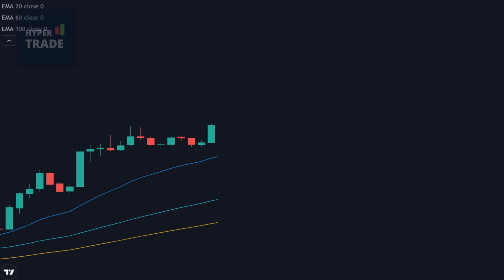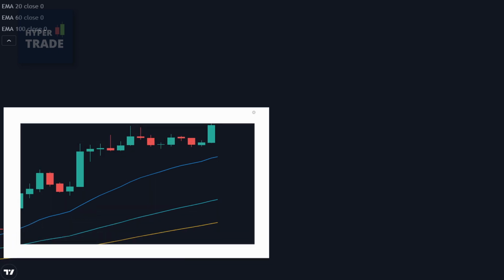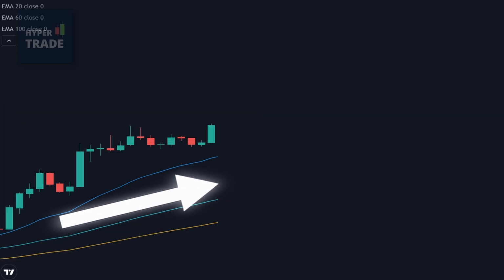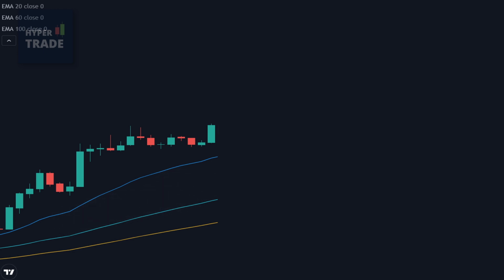First, the price must be in an uptrend direction. As you can see in our chart, the 3 moving averages are positioned in parallel, indicating that the price is moving in an uptrend direction. We can get to our next step.